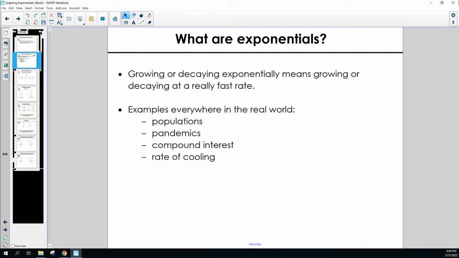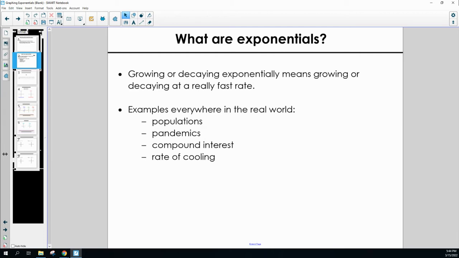Some examples of exponential growth or decay would be populations, where the population of a country could be growing exponentially. Pandemics, like the COVID-19 pandemic, people were contracting the virus at an exponential rate. Compound interest and rate of cooling. That's like a very specific example. If you watch any of those true crime shows, you can find the time of death of a dead body by the rate at which it was cooling, and that is also exponential.